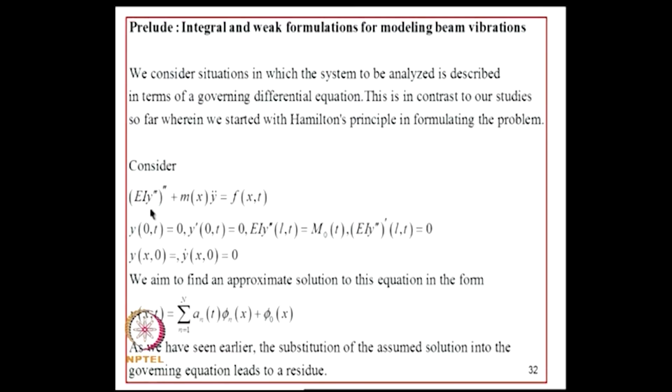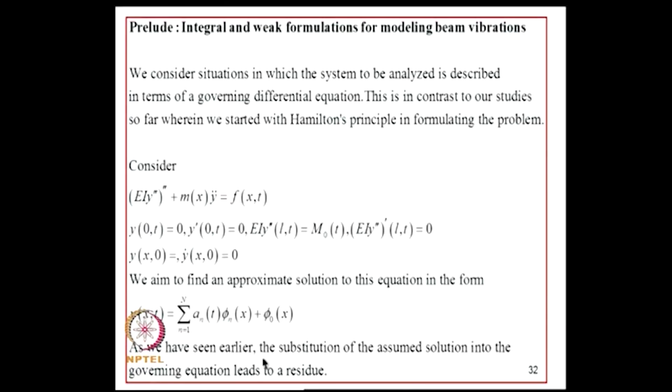So we consider the equilibrium equation, which is a partial differential equation, say for an inhomogeneous beam, EI y double prime plus m(x) y double dot equals f(x,t). Let us assume the beam is fixed at the left end and free at the other end, but it carries a time varying moment, and let us assume that it starts from rest. Now our aim is to find an approximate solution to this equation in the form of a sum with certain trial functions phi n of x and generalized coordinates a n of t.